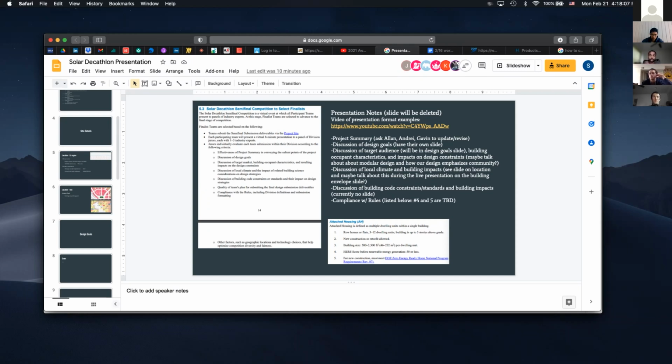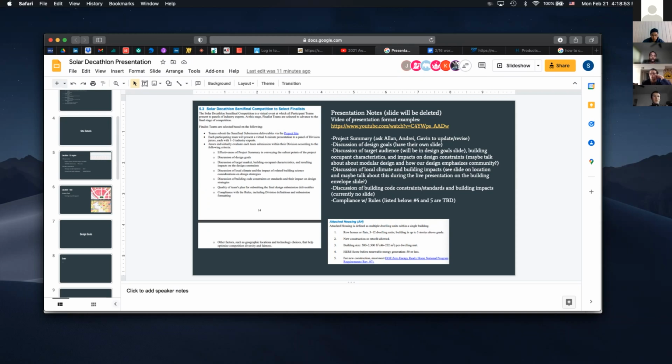And for the compliance with rules, I put a little screenshot of what the attached housing requirements are. Obviously 4 and 5 are still to be determined. We don't have that. I assume that 1, 2, and 3 are good in terms of the amount of dwelling units. We're 3 stories, the building size per dwelling unit. I assume those are fine, but 4 and 5 are still up in the air. But it's now time for us to try and implement as much of these bullet points as we can. And the videos that Sterling shared, that were shared with us from Solar Decathlon, give us an idea of the formatting.